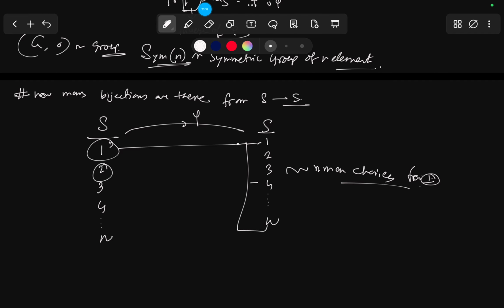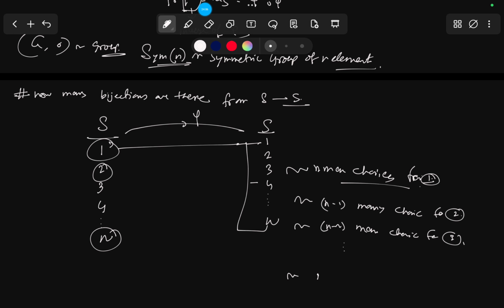So then for 2, how many choices are there? Since phi has to be injective, for 2 there are n minus 1 many choices. Then for 3 there will be n minus 2 many choices, right? Now if I go on gradually, I get that for n only one choice will be remaining.